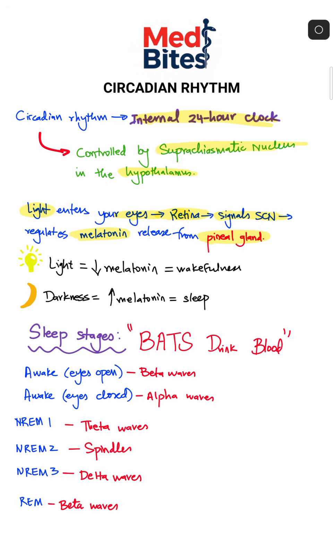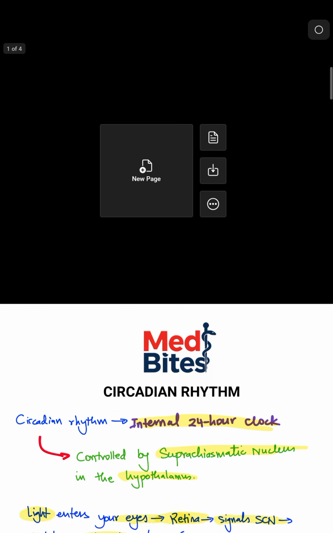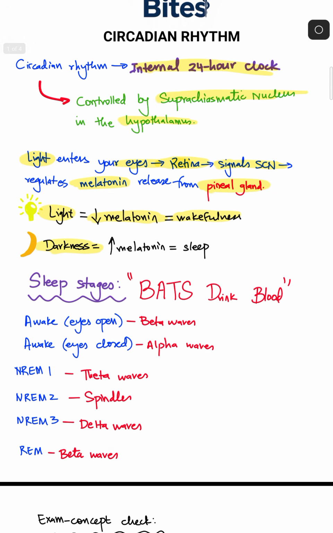Now, to summarize, light results in lowering melatonin. That's why you like to turn off the lights to fall asleep easier or put on an eye mask. And it promotes wakefulness. So light promotes wakefulness by reducing melatonin. In contrast, darkness increases melatonin release, which promotes sleep.